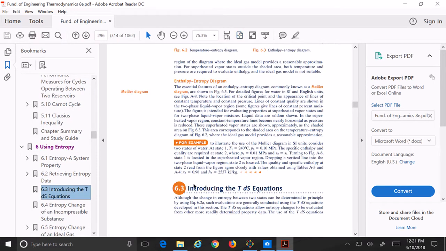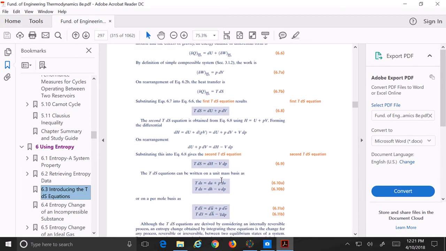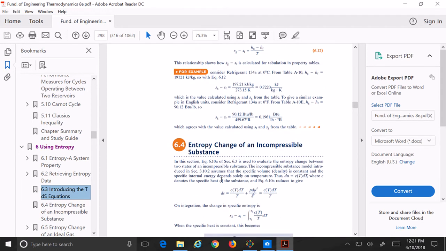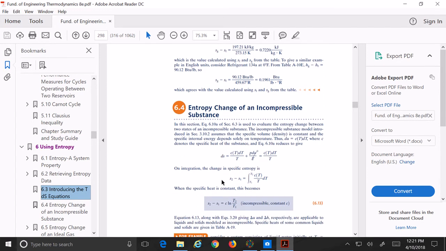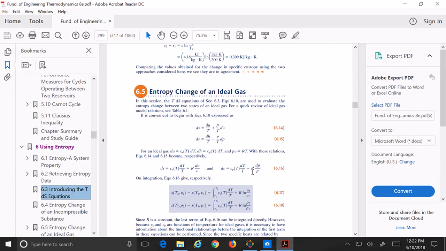Introducing the TdS equations. So that's what we did. Okay, that we can do after the compressible. It will be, yeah, incompressible dV is 0, but okay, for an ideal gas is R. Okay, I think we're good. So it's, see, we got the first one here. All right, we're good.